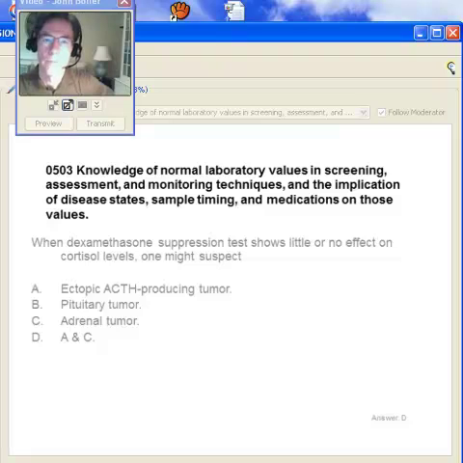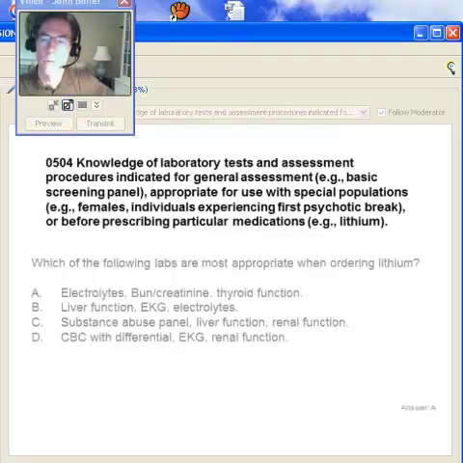So the next section is 4, laboratory tests and assessment procedures indicating general assessment, basic screening panel, etc., what electrolytes, BUN, that type of thing. Which of the following labs are most appropriate when ordering lithium? And the answer is pretty simple: BUN, creatinine, electrolytes, and thyroid. But it's a little bit more than that. That's just the best answer out of the group.